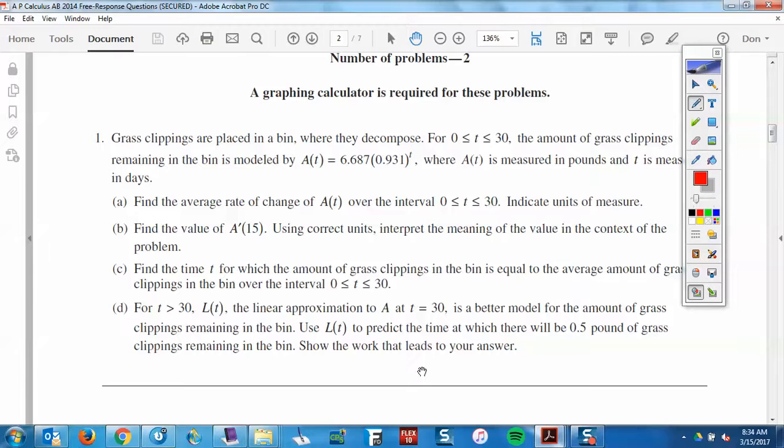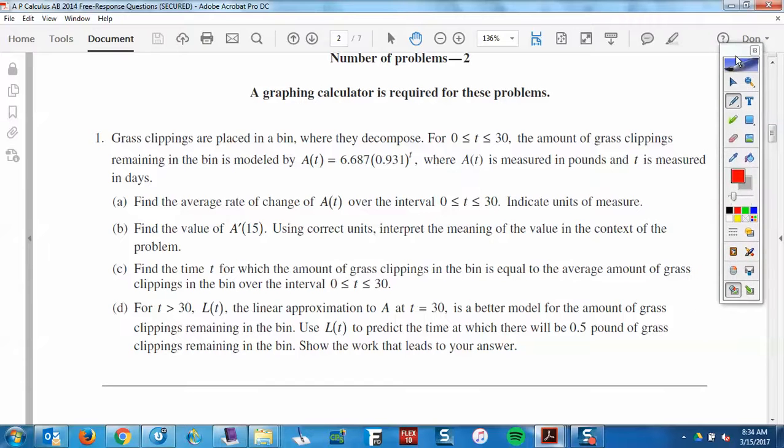So let's go to number 1. Number 1 on this packet, right here. Go ahead and take 5-10 minutes here. This is a calculator one. Work through as much of that as you can. And you can talk to each other if you want to, help each other out.